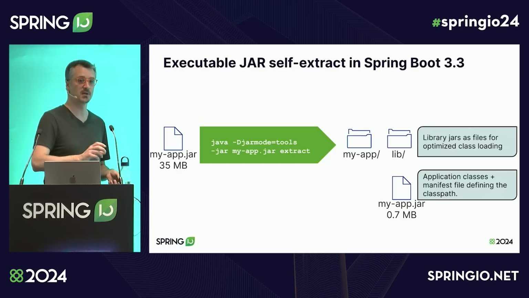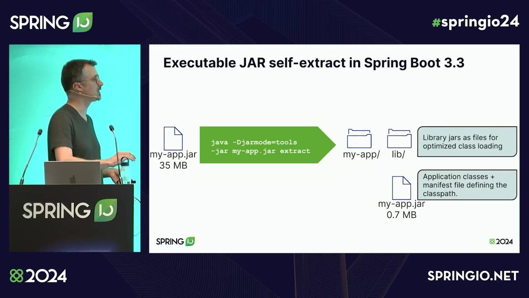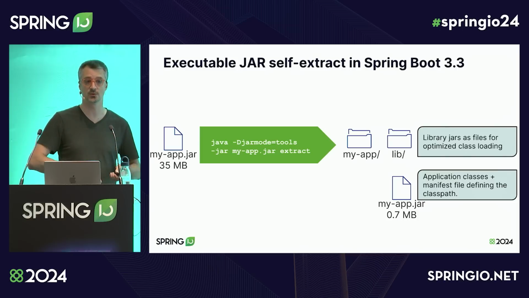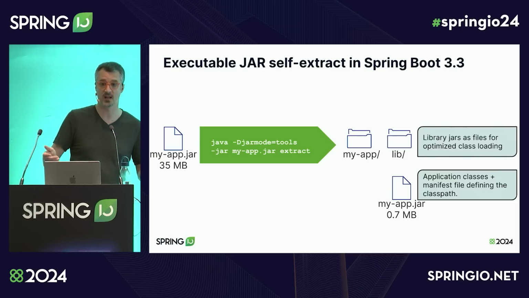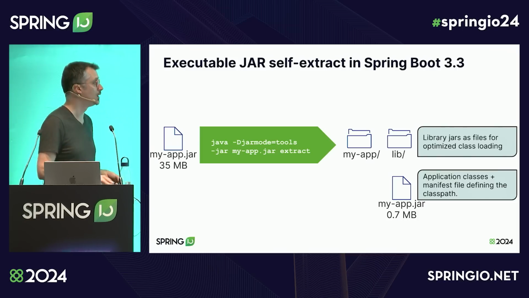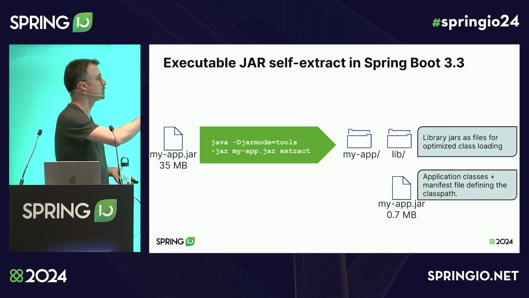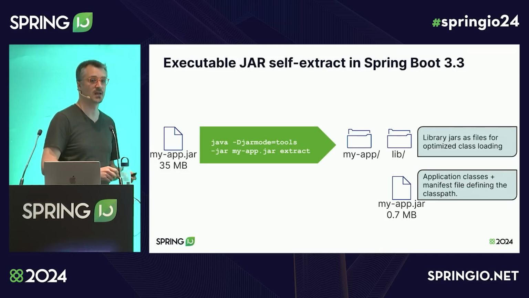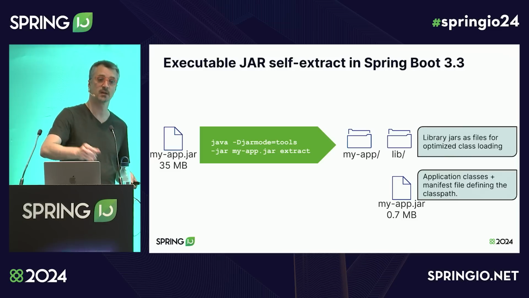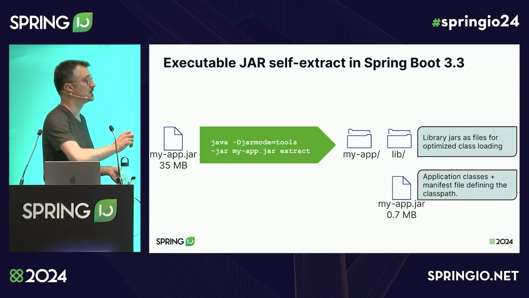So basically, we ship the capability for an executable jar to extract itself. Okay, so you don't need any tooling. You don't even need to install unzip on your container image. You just do java -Djarmode=tools, you specify the jar, extract, and it will auto-extract. You can specify a directory if you want, and that will create it.